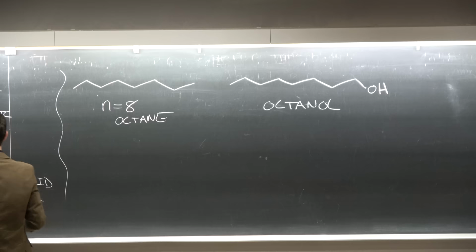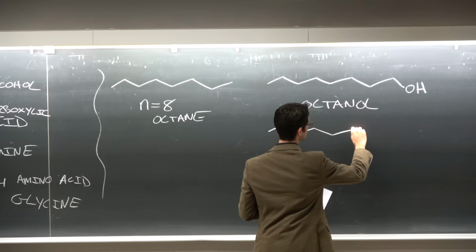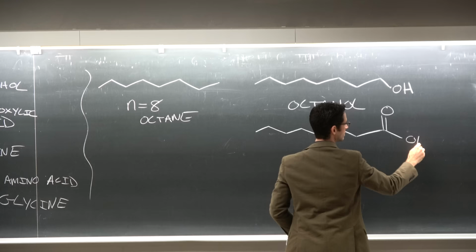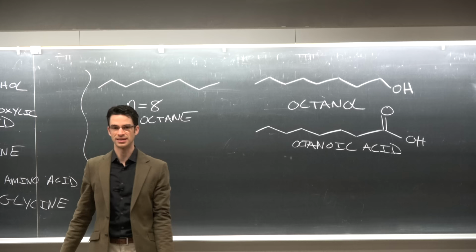What if I want to draw a carboxylic acid? We say 1, 2, 3, 4, 5, 6, 7, 8. But since the eighth carbon atom is already part of the carboxylic acid, this is where I stop and I draw the acid, and this is octanoic acid, or octane carboxylic acid.